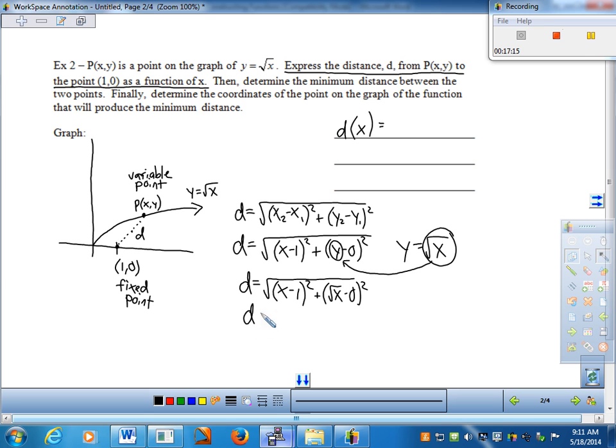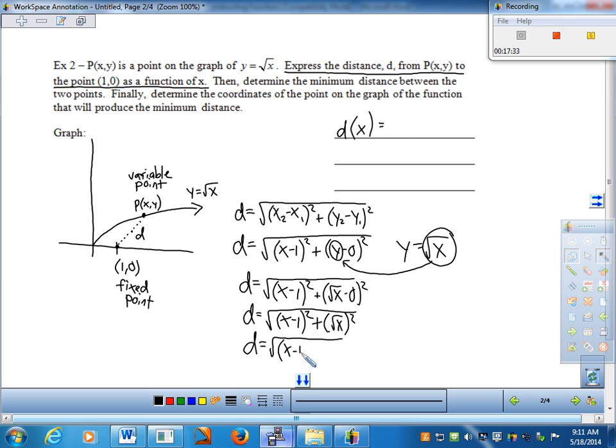So I'm going to take this in 2 steps just in case you didn't get that as I said it there. So x minus 1, and then square root of x minus 0 is just square root of x. And then here was what I was thinking of right there. Just those 2 things cancel out.